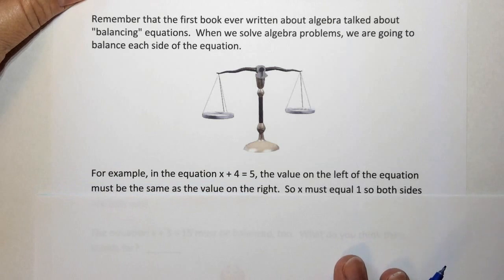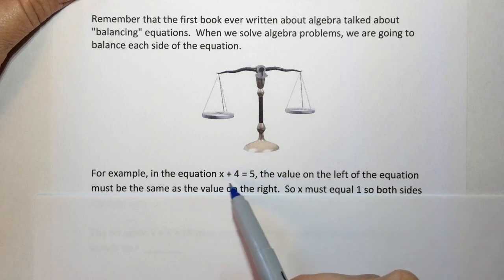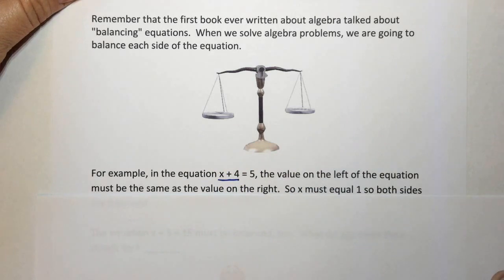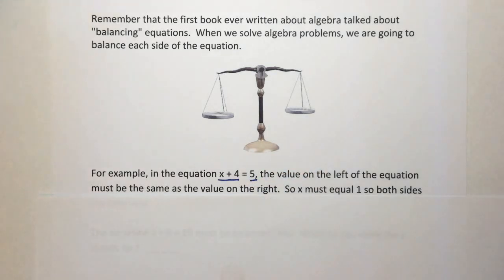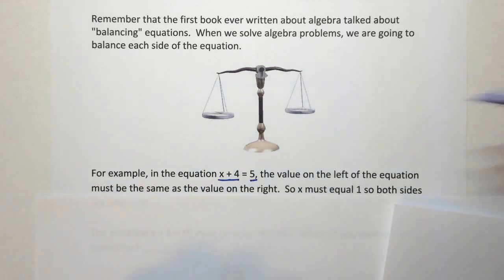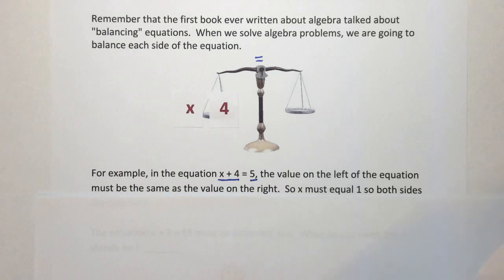So for example, in the equation x plus 4 equals 5, the value on the left of the equal sign must be the same as the value on the right side of the equal sign. So let's go ahead and put some numbers here. Let's call the middle of the balance the equal sign. On the left, we need to have an x and a 4. And on the right, we need to have a 5.